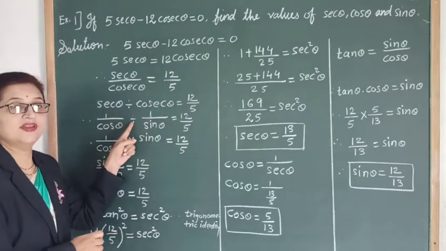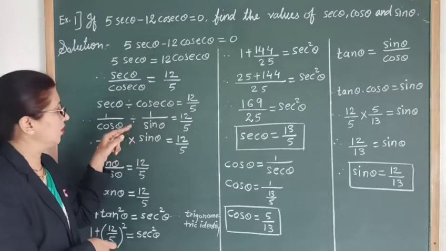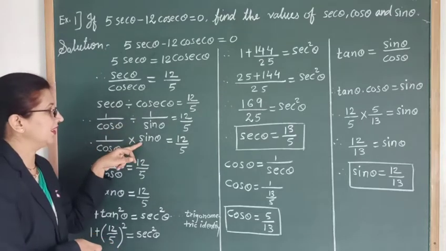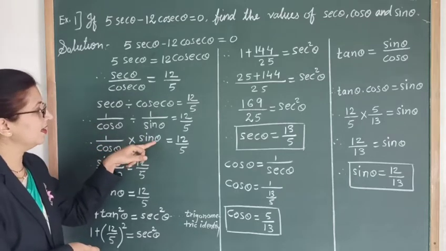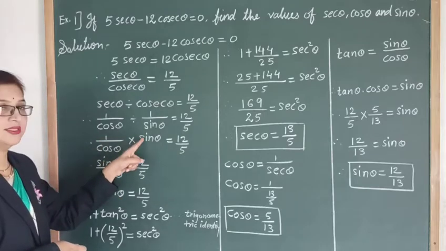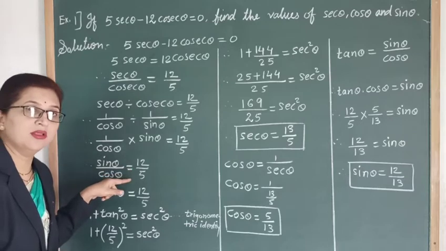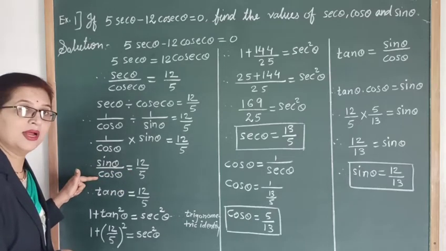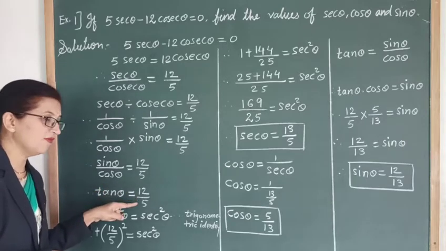Now here, division is nothing but the reciprocal of multiplication. So we'll write 1 upon cosec as sin theta. So 1 upon cos theta multiplied by sin theta is equal to 12 upon 5. Now 1 into sin theta, that is sin theta upon cos theta, is equal to 12 upon 5. So sin theta upon cos theta is nothing but tan theta. So tan theta is equal to 12 upon 5.